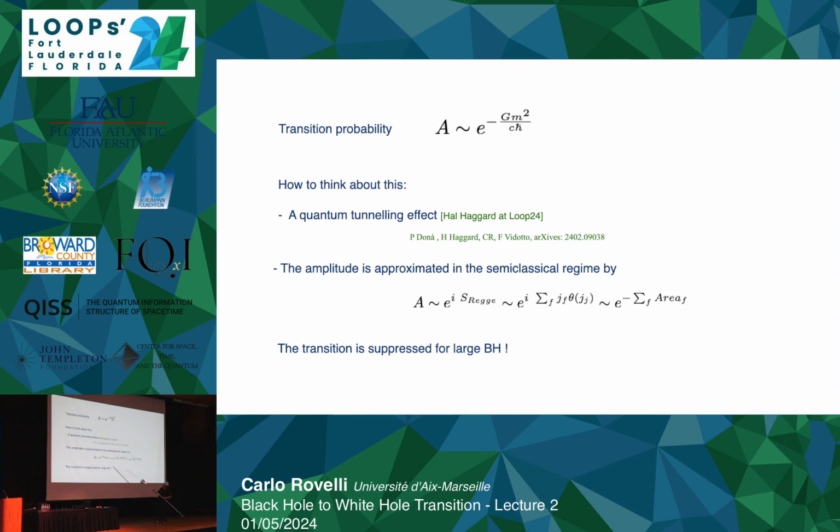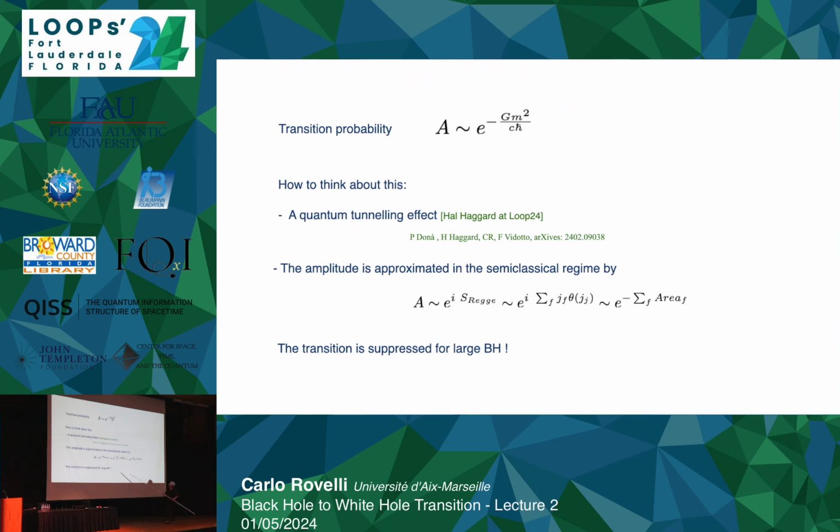There's a recent paper with Hal and Pietro Donà and Francesca in which we study quantum tunneling of geometries from one geometry to another geometry, which cannot happen classically, in a three-dimensional theory where everything is simple and you can compute everything. And we show that also you get something like that. That's another way of viewing it.